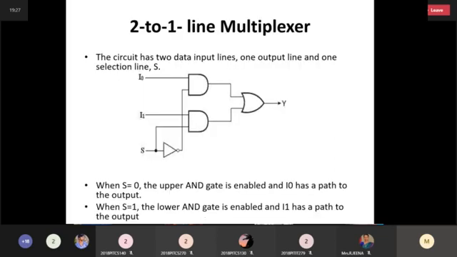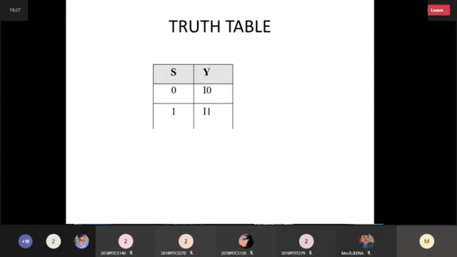Okay, 2 inputs, one selection line and one output. In this multiplexer, you consider the selection line as the input in the truth table. In implementation, you do not consider the inputs I0, I1.